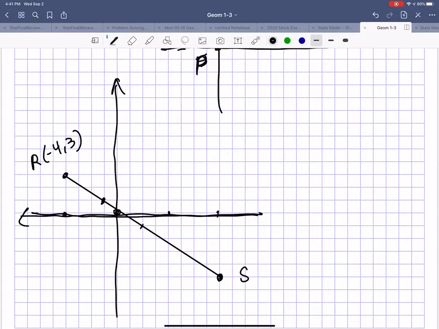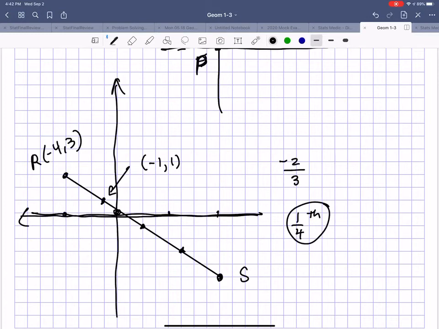If I cut this into 4 equal pieces, it looks like the slope is fall 2, run 3. If I cut this in 4 equal pieces, it looks like this is 1/4 of the way there. The coordinate (-1, 1) is 1/4 of the way there.